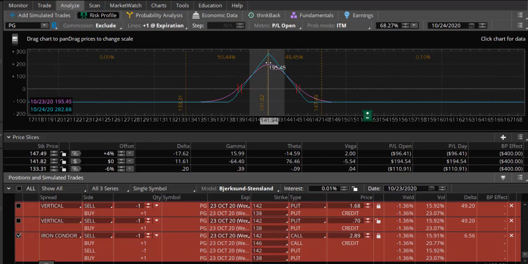So what you're doing is playing for volatility collapse, and this is one way to do it using what we call the iron condor butterfly. We're selling volatility and we're selling time.